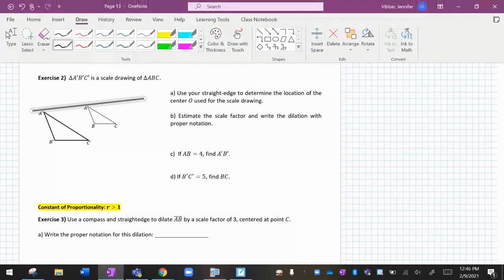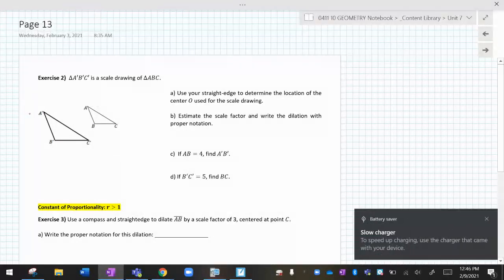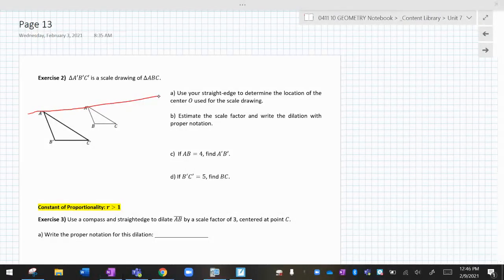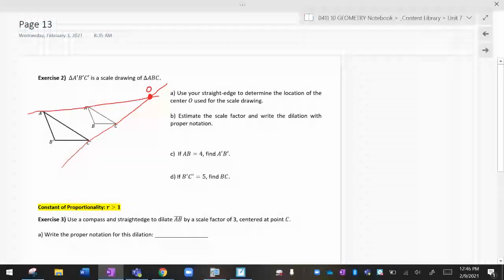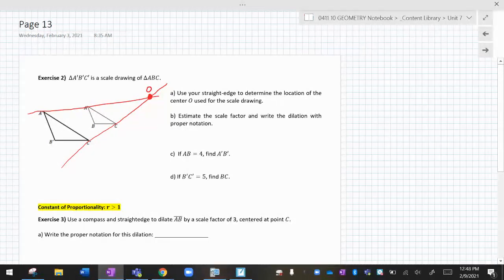You know what? I'm going to do it by hand. You guys can do it with a ruler and watch me fumble here. So if I connect A and A prime and extend, I'll get there. And then if I connect C and C prime or B and B prime, doesn't matter, and extend, where two of those intersect, that's our center. And it says, find the location of center O used for the scale drawing. Okay, so there's O.